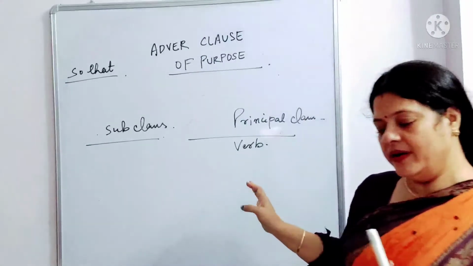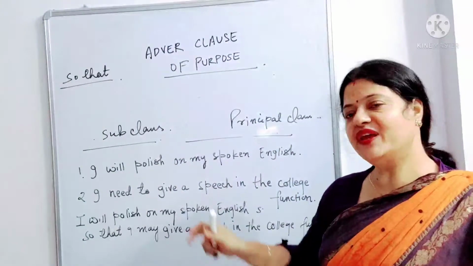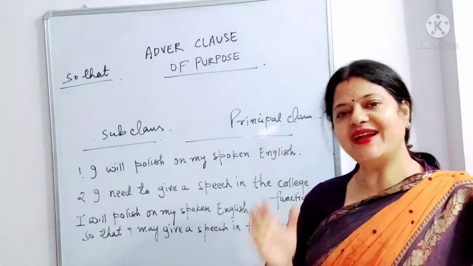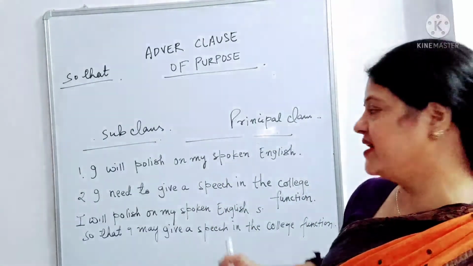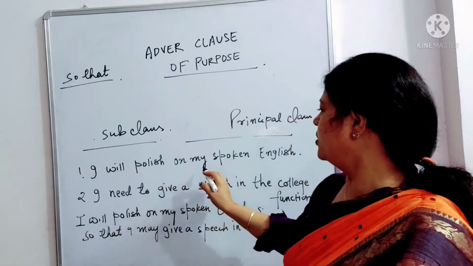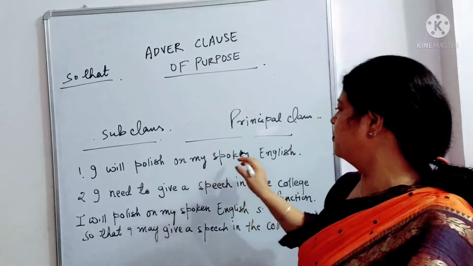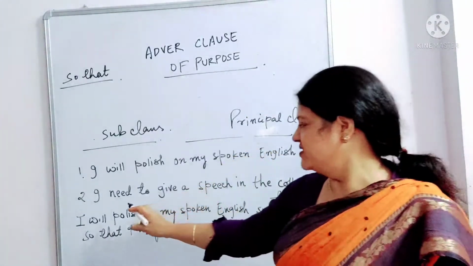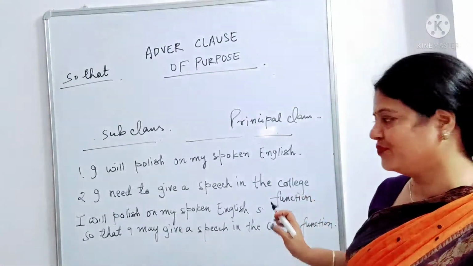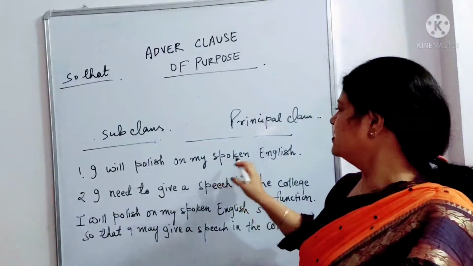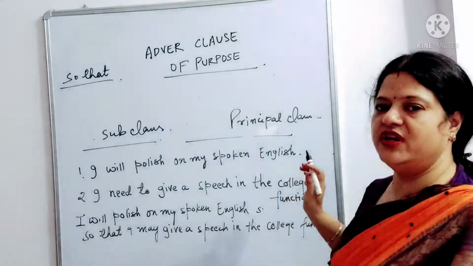Okay. So I'm going to write an example by pausing the video. Okay. So here I've taken one example. Try to understand this example very carefully. First sentence is, I will polish my spoken English. Second sentence, I need to give a speech in the college function. I will polish my spoken English. I need to give a speech in the college function.